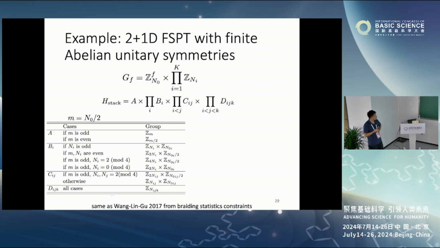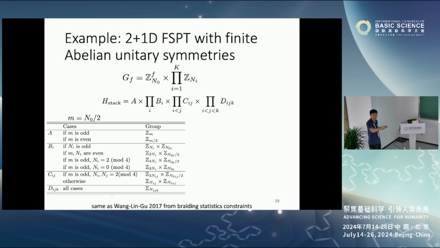So A can be Zm or Zm over 2. So M is N0 over 2. So A is this group. And B is also some group that depends on whether Ni is odd or even, and whether Ni mod 4 is 2 or 0, and similar for C and D. That's the final result. And this Nijk means the largest common divisor of Ni, Nj, and Nk, and similar for this Nij. So that's the final result. And this final result is also obtained by Qing-Rui Wang and Zheng Hu from another approach. They use gradient statistics of this 2 plus 1 dimensional system, and they obtain exactly the same result.